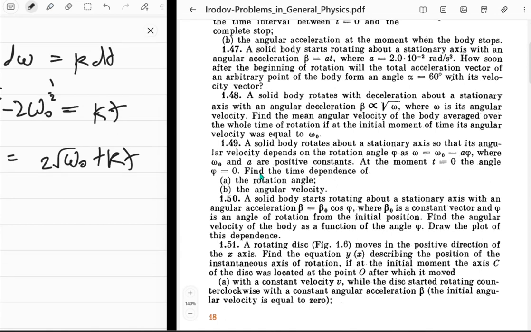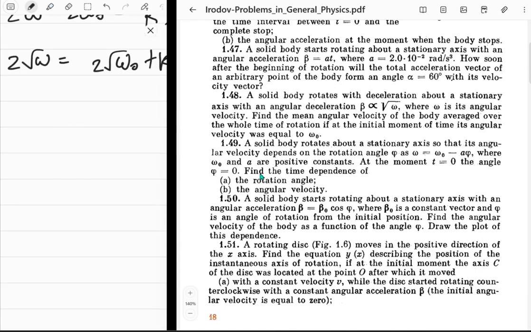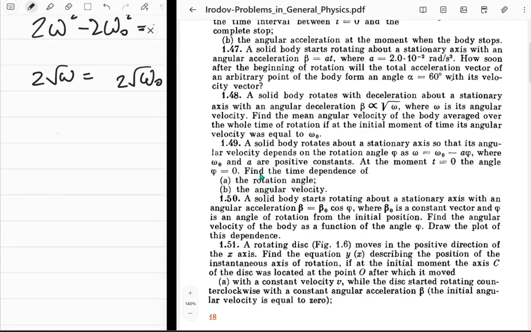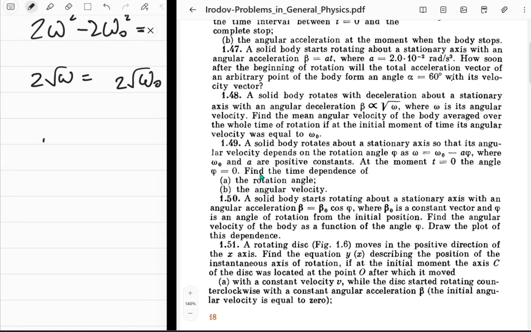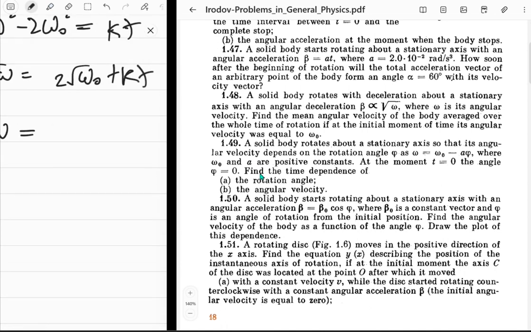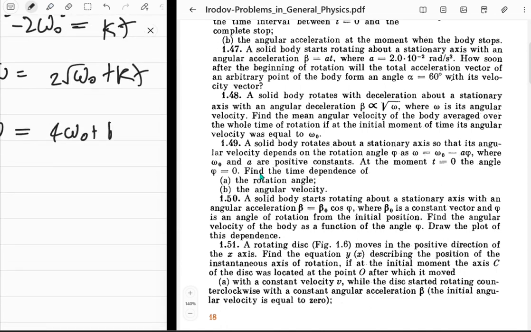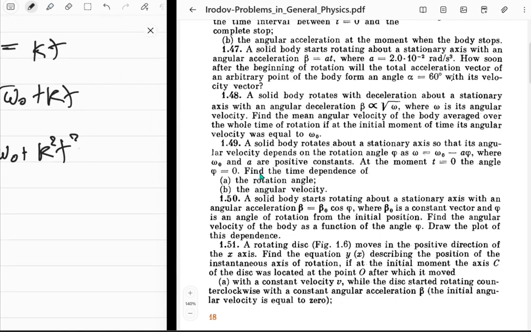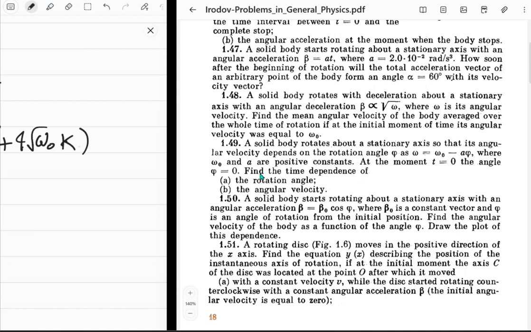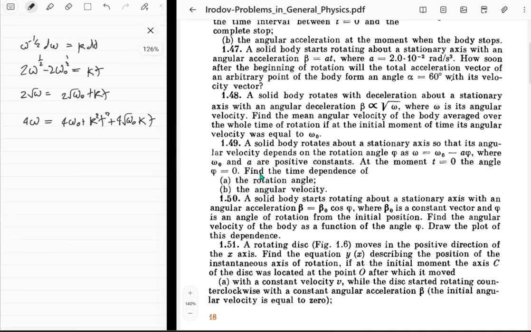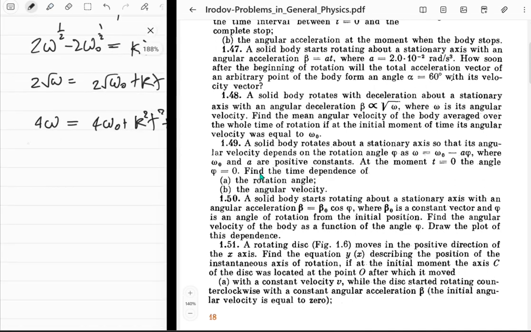So it really is just theta upon t, right? So it's going to be the integration of omega dt upon the integration of dt. You really have to find omega for it. There's no other way around this. Anyway, let's just do this. So we'll say 4 omega is equal to 4 omega naught plus k squared t squared plus 4 square root of omega naught times k times t. That should do it. Okay, and then we can integrate this thing.